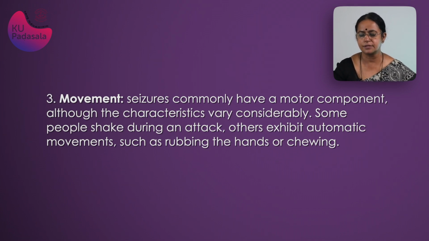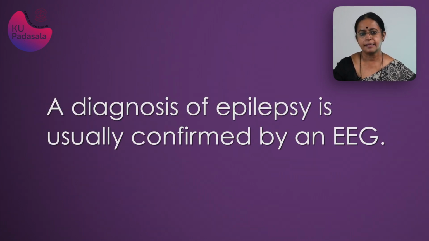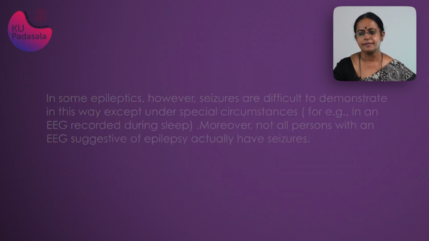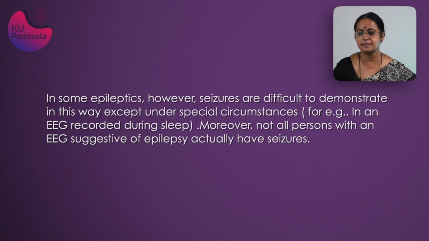Seizures commonly have a motor component, although their characteristics vary considerably. Some people shake during an attack, others exhibit automatic movements such as rubbing the hands or chewing. A diagnosis of epilepsy is usually confirmed by an EEG. In some epileptics, however, seizures are difficult to demonstrate in this way except under special circumstances, for example, in an EEG recorded during sleep. Moreover, not all persons with an EEG suggestive of epilepsy actually have seizures.